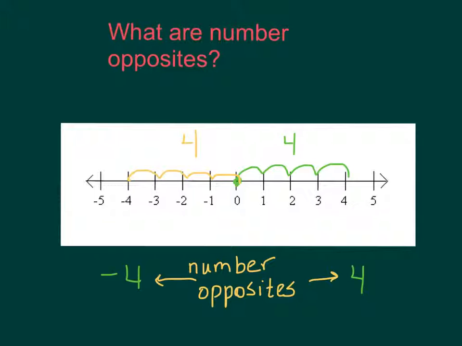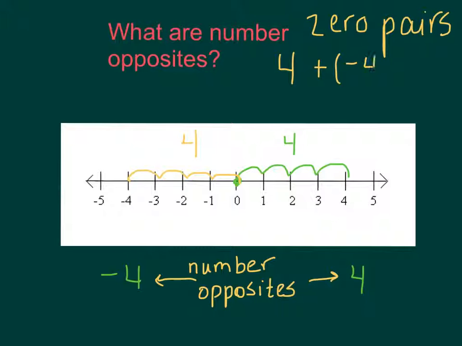We can also call these pairs of numbers zero pairs. And that is because when you add two number opposites together, such as 4 plus -4, they're always going to add to 0. So you might see the word number opposite, or you might see the word zero pair. Just know that they mean the same thing.